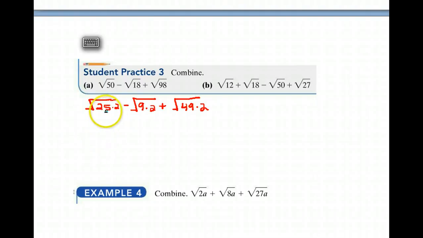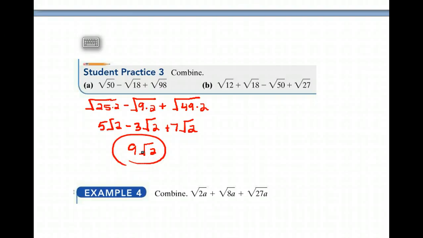When we do the evaluating of the square root there, we are going to have 5 root 2 minus 3 root 2 plus 7 root 2. 5 minus 3 is 2. 2 plus 7 gives us 9 square root 2 as a final answer.